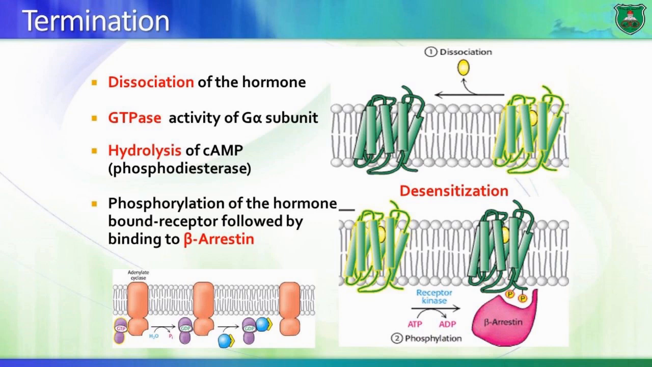We also have hydrolysis of cyclic AMP, the secondary messenger, by another enzyme known as phosphodiesterase. So we have adenylate cyclase converting ATP to cyclic AMP, and we have phosphodiesterase converting cyclic AMP to an inactive molecule known as AMP. And then we have also phosphorylation of the receptor itself by the receptor kinases. And when the receptor is phosphorylated, it's bound to a protein known as beta-arrestin. And beta-arrestin makes the receptor, even if it is ligand-bound, inactive.